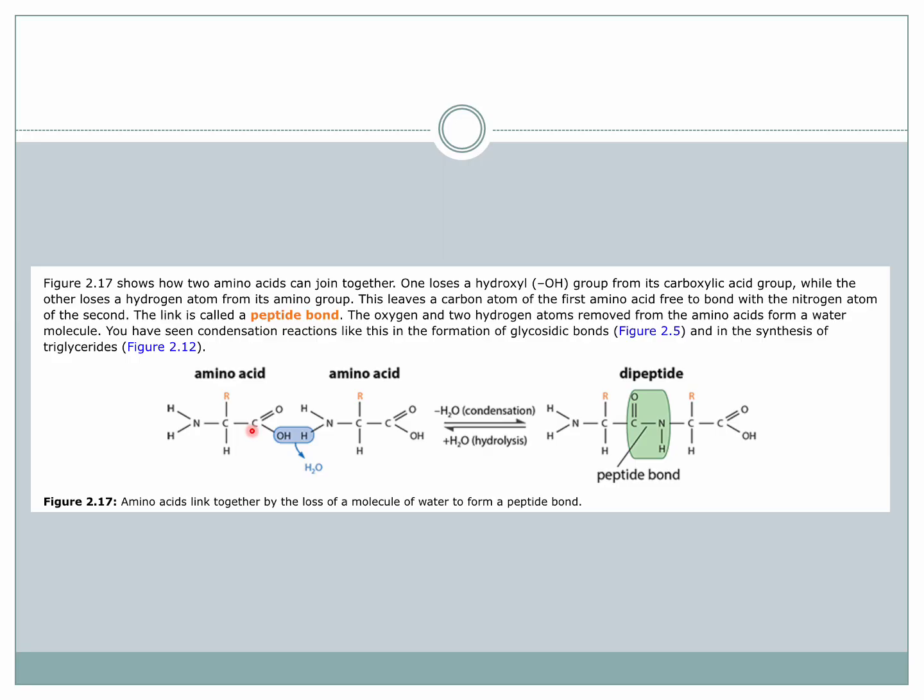Here's your carbon with your double bond oxygen. Notice that's what you have here. And then on the second amino acid, you have the nitrogen with the hydrogen, which you have right here. And then that carbon atom and the nitrogen of the second amino acid, they bond together, forming a peptide bond. This is known as a dipeptide because there's two amino acids. Di means two.